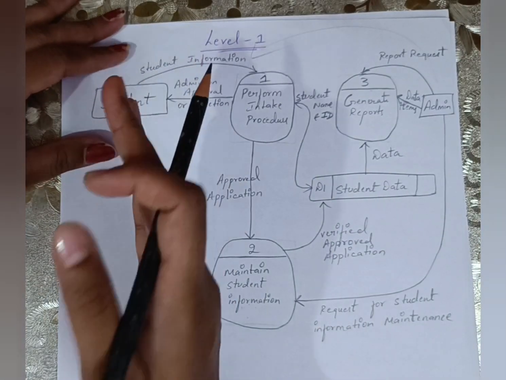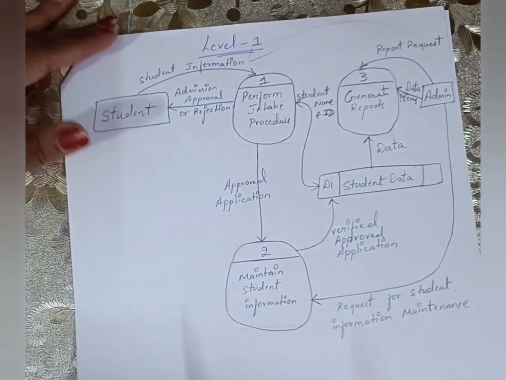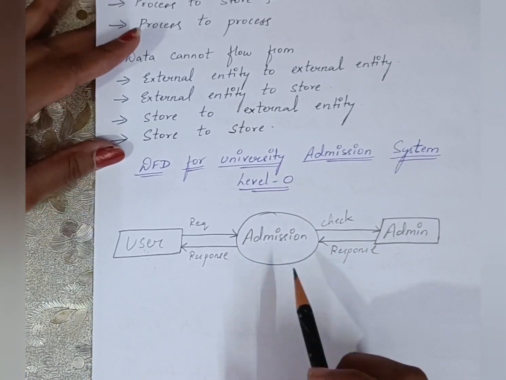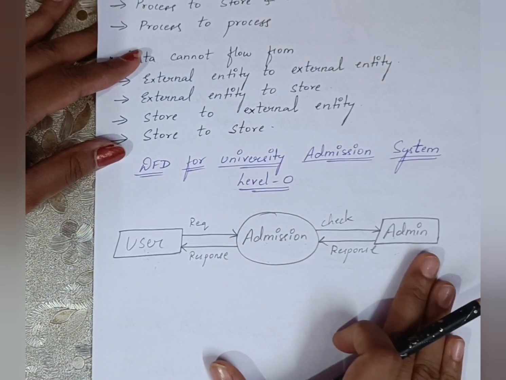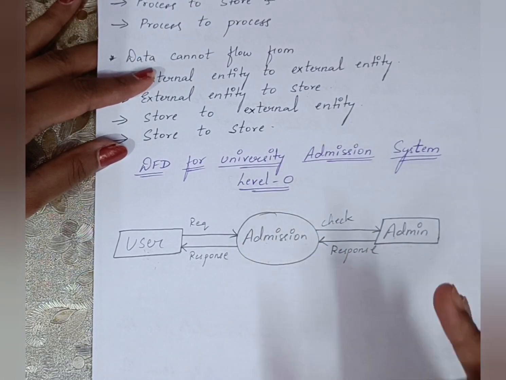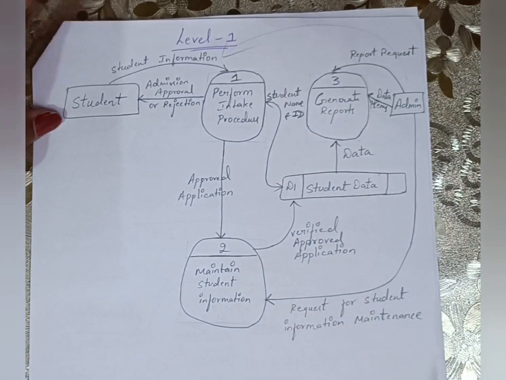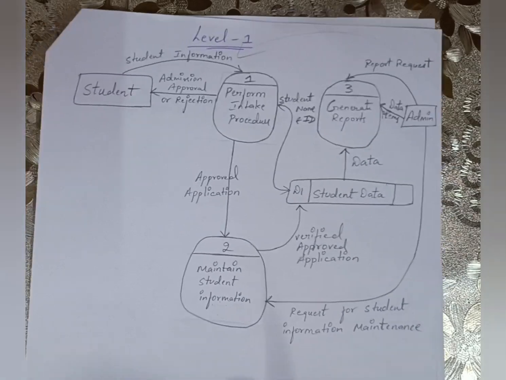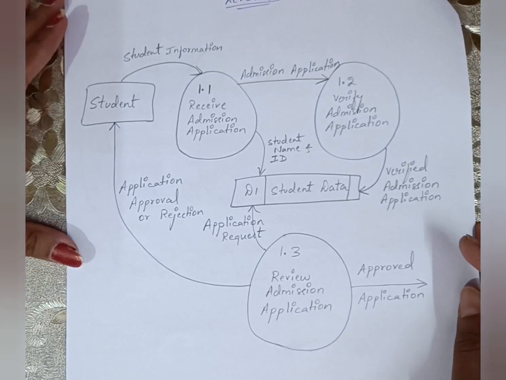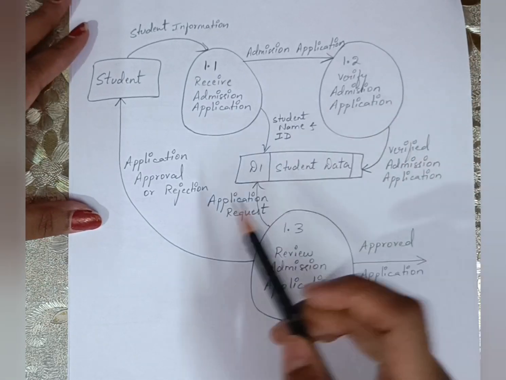For level 1, just remember these are the two entities we have, and this is the process, the basic view of the application. In the next level we are dividing this process into detailed parts. And then level 2, where we are going a little more in detail. I have just given this example.